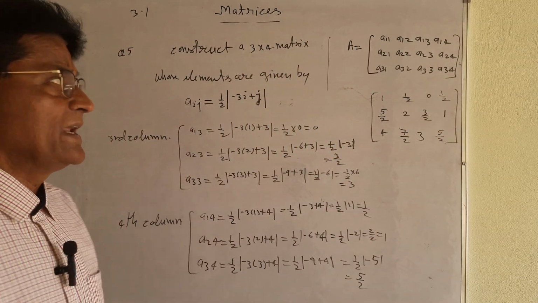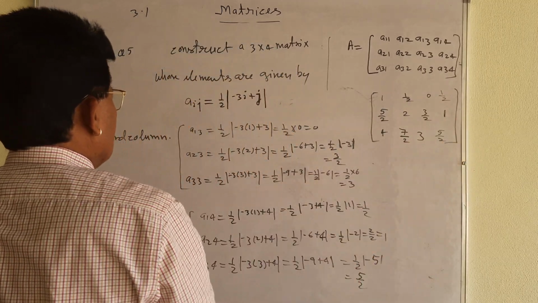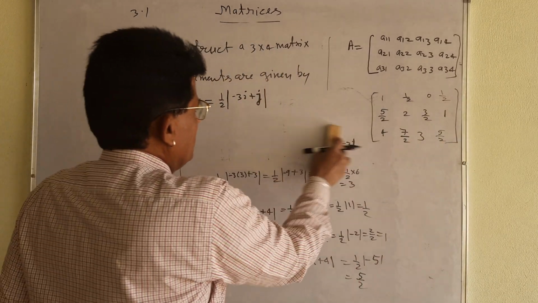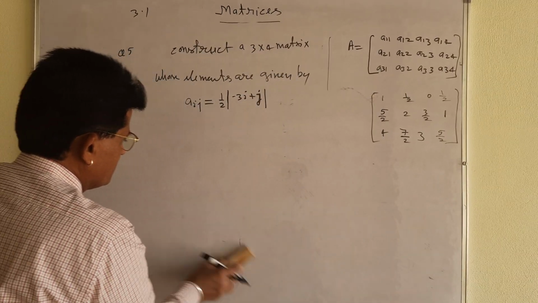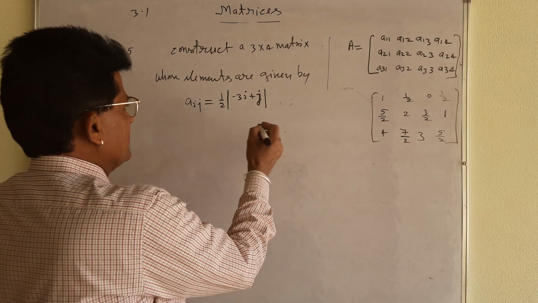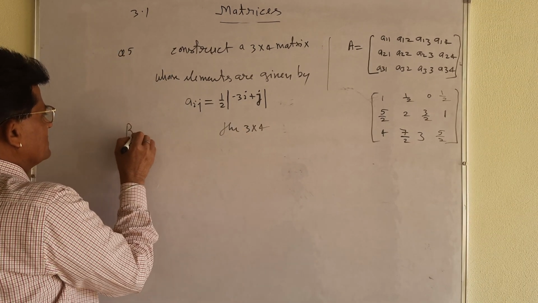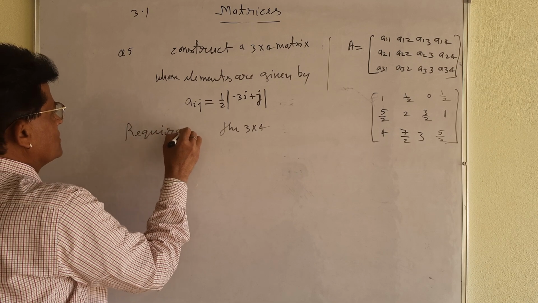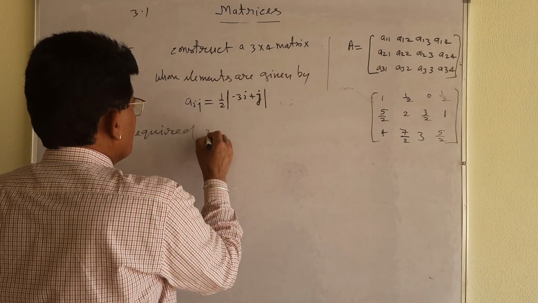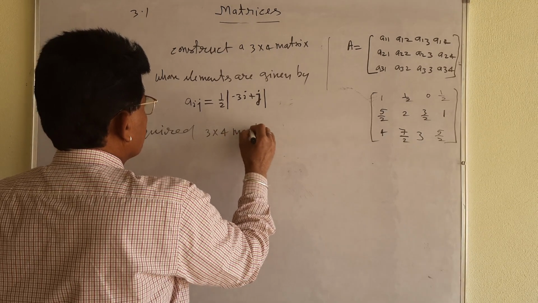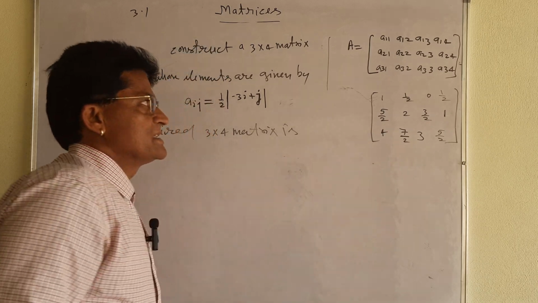Now we got the matrix of what order? 3 by 4. 3 rows and 4 columns. I will write over here now the answer. Answer you can write. What is the answer? Answer is the matrix, the 3 by 4 required matrix. Required 3 by 4 matrix is this one. Okay, and this is the answer of it.